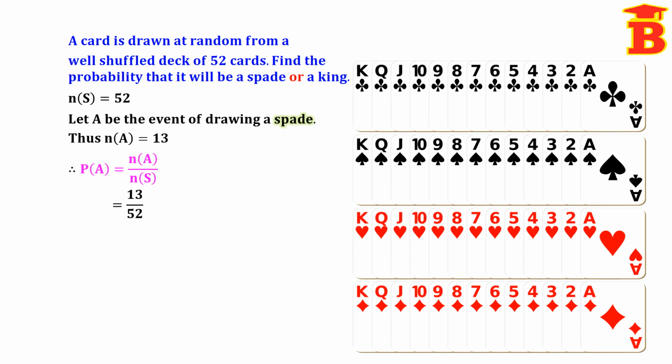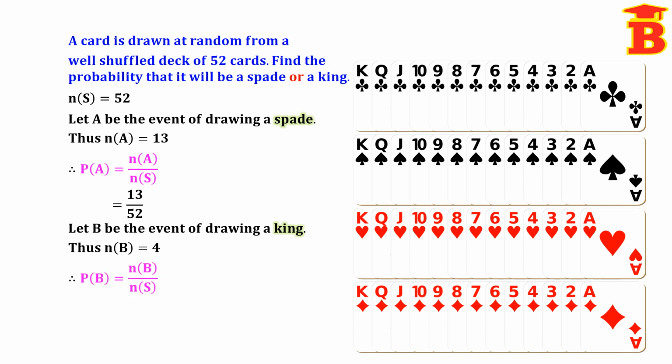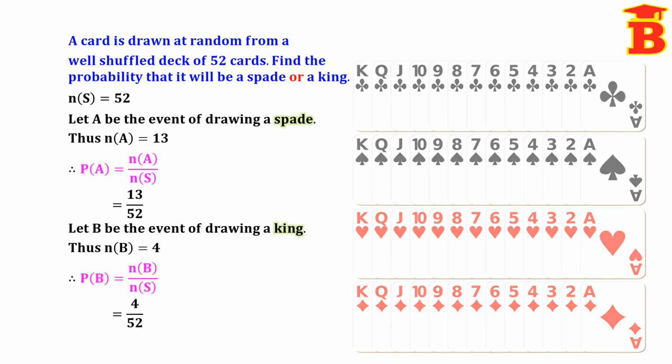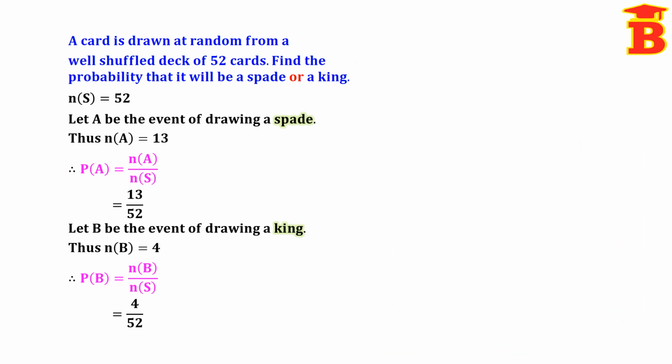Next, king. So let B be the event of drawing a king. There are 4 kings. We have 1 king in each symbol. So there are 4 kings. Therefore N of B equal to 4. So using formula P of B equal to N of B divided by N of S, that is equal to 4 divided by 52.